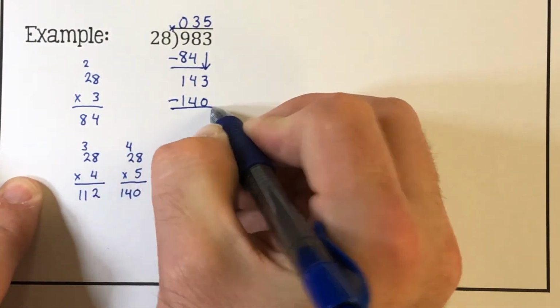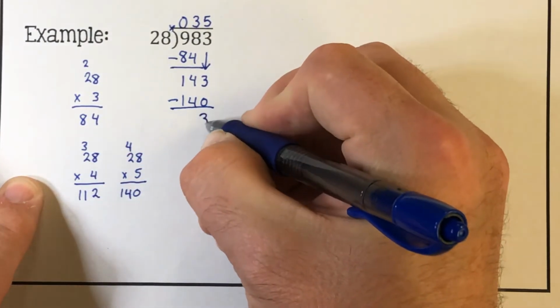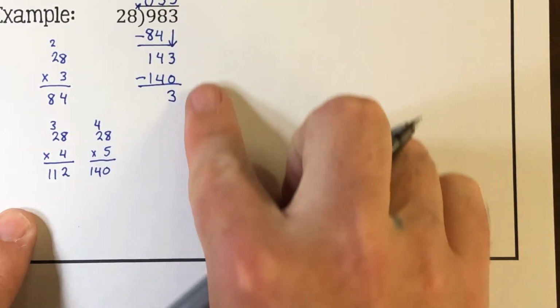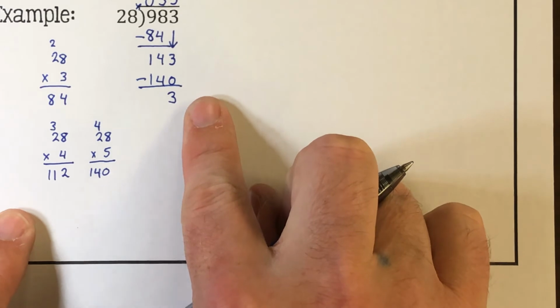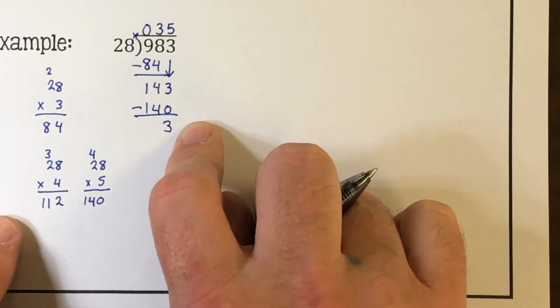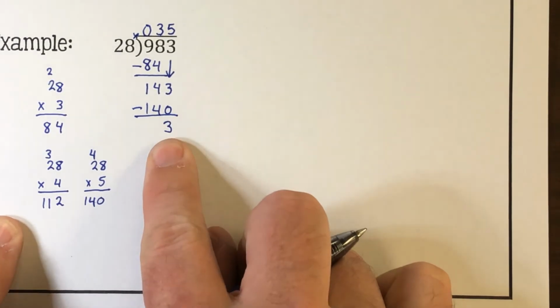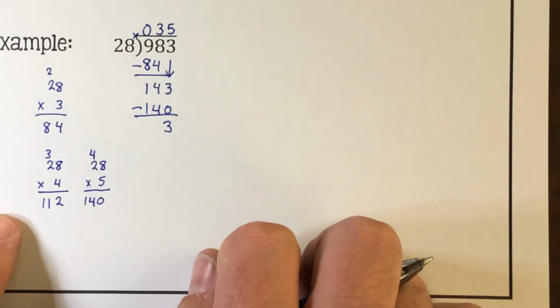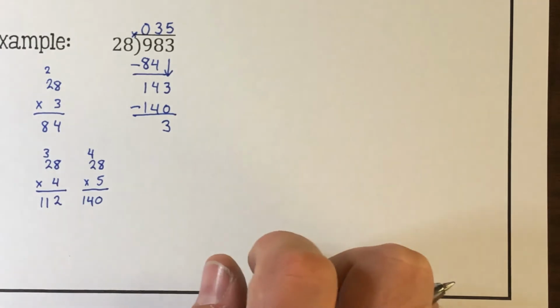Third step, subtract. 143, take away 140 is 3. Fourth step, bring down. I don't have anything to bring down. So now it's time to write my answer. When we have remainders, you have an option of going the decimal route or fraction route. We're going to go with fractions at the moment.